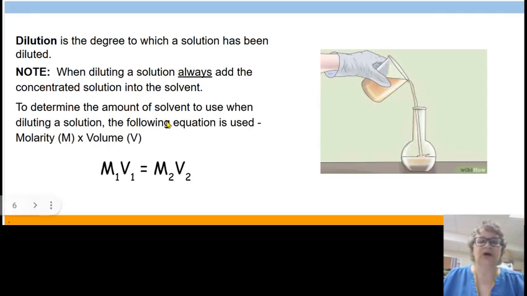To determine the amount of solvent to use when diluting a solution, you use the following equation, where M is molarity and V is volume. You're going to do the beginning molarity times the beginning volume, and that's going to equal the ending molarity times the ending volume.